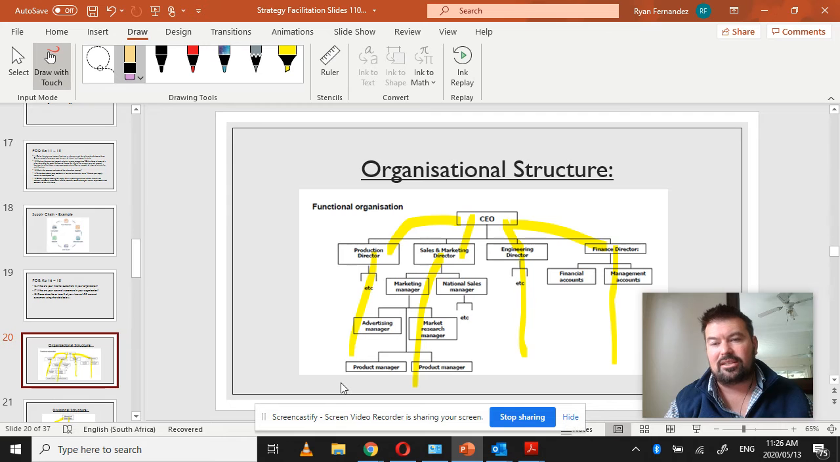Underneath production, there's everything that is related to production. Under sales and marketing, there's everything that relates to sales and marketing. So your position would be under a certain function, and you would all report into a director that is in charge of that function, and then into the CEO. So that's a functional organization.